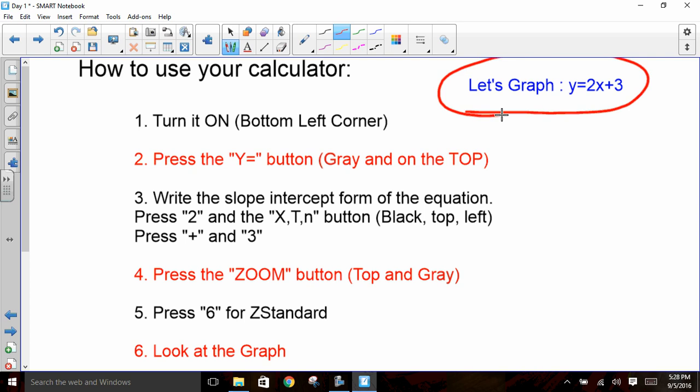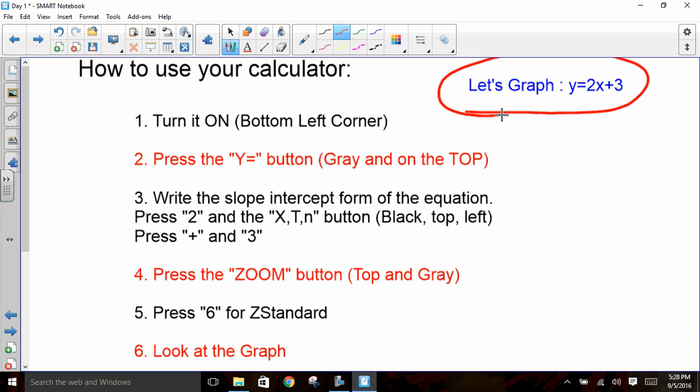So what we're going to do is turn on our calculator. That's the little on button down at the bottom. Go to the y equals button up at the top. It's kind of off to the left. You already have it in y-intercept form. So you're going to hit 2, the x button, which is up by the top, it says X, T, theta, n. Then you're going to hit plus 3.